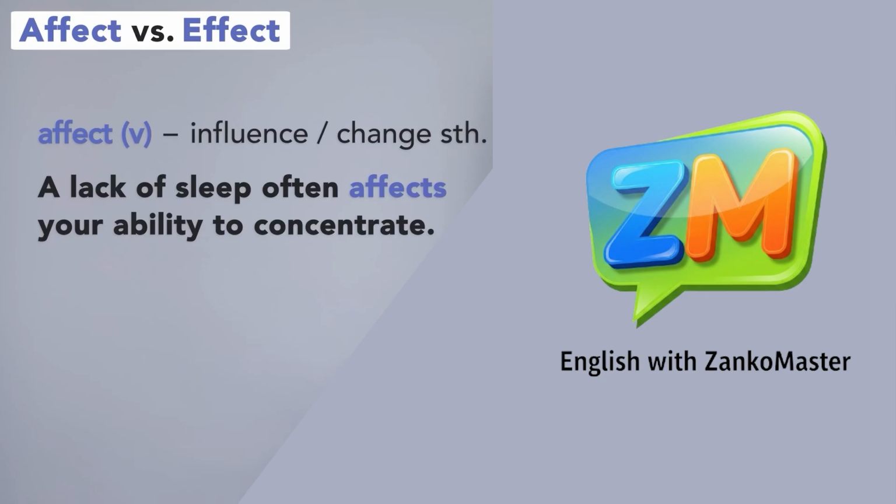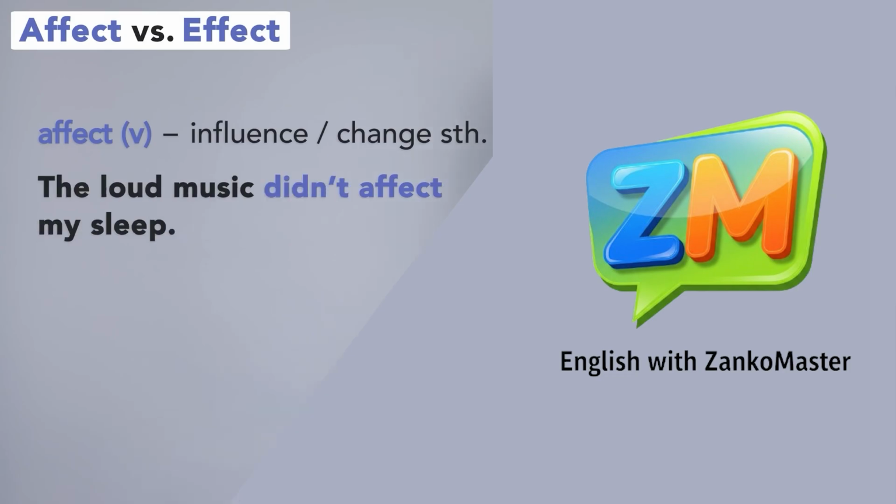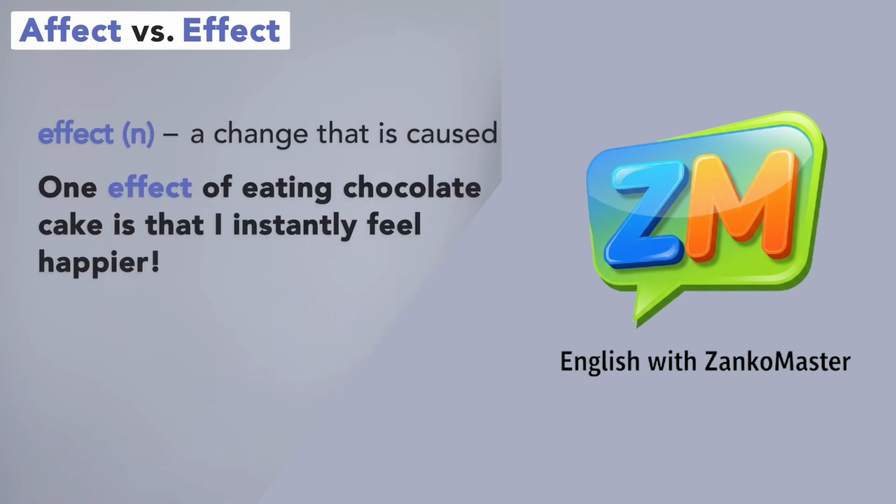Affect with an A is usually a verb meaning to influence or change something. A lack of sleep often affects your ability to concentrate. Or the loud music didn't affect my sleep. Effect with an E is usually a noun. Not always. We will discuss that.